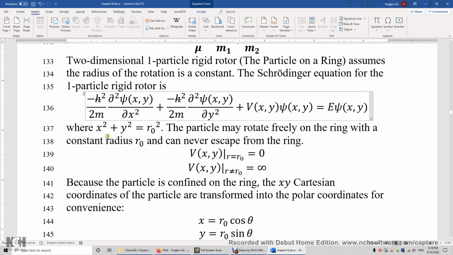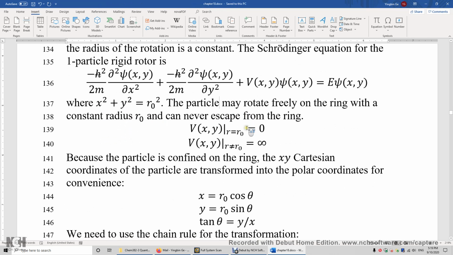Now we need to apply the constraint here. We know it's a rigid rotor. Therefore, x squared plus y squared is equal to r naught squared. So x is the square root of r naught squared minus y squared. Y is the square root of r naught squared minus x squared. There's one more condition. Let's look at the free rotation of the particle.